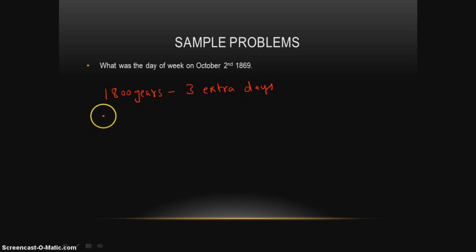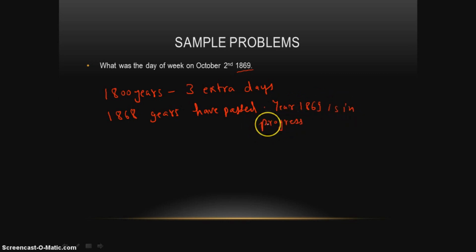Next, if we see, 1868 years have passed, and if we are calculating 1869, year 1869 is in progress. So let's see how many extra days for 1868. So for 1868, we have 3 extra days till 1800. For 68 years, let's see.